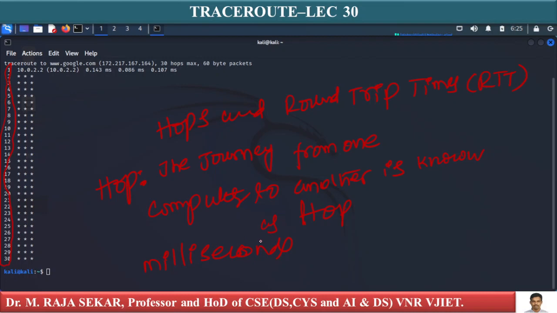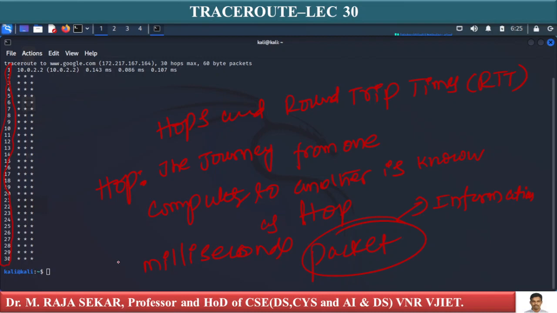The information that travels along the traceroute is known as a packet. What does it mean? This is the information that travels along the traceroute, known as a packet.